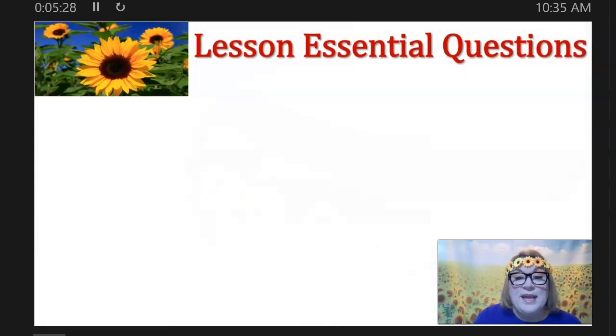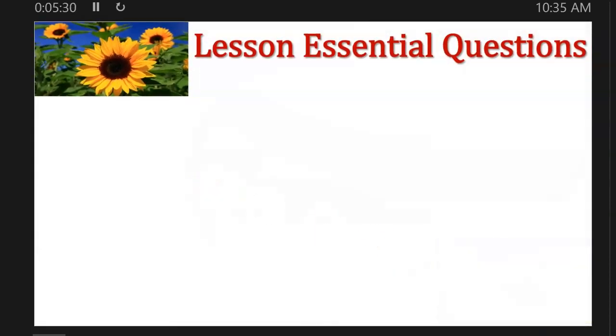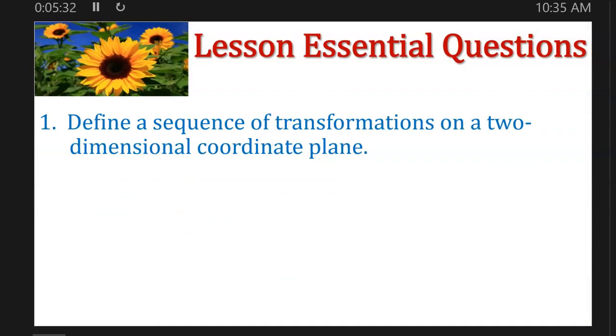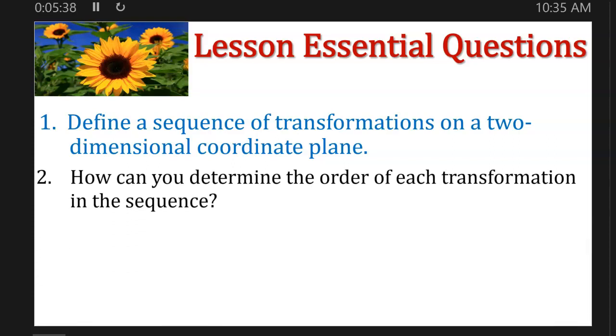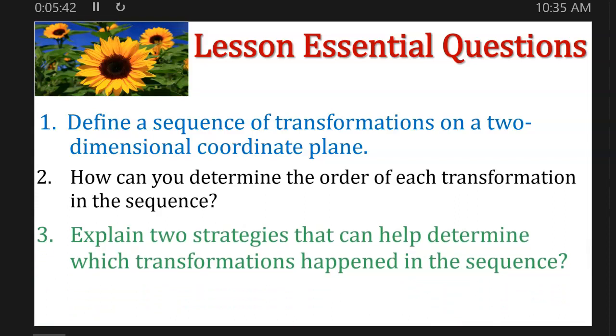All right, we have 3 essential questions that we're going to talk about today. The first one is define a sequence of transformations on a 2-dimensional coordinate plane. How can you determine the order of each transformation in the sequence? Explain two strategies that can help determine which transformations happened in the sequence.